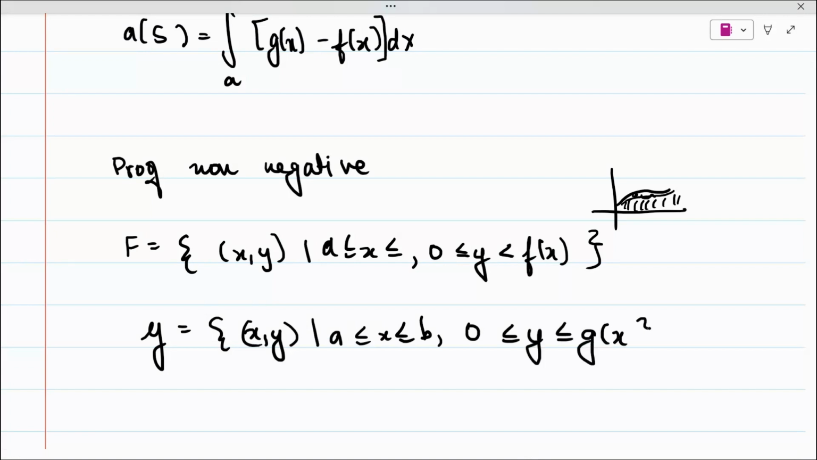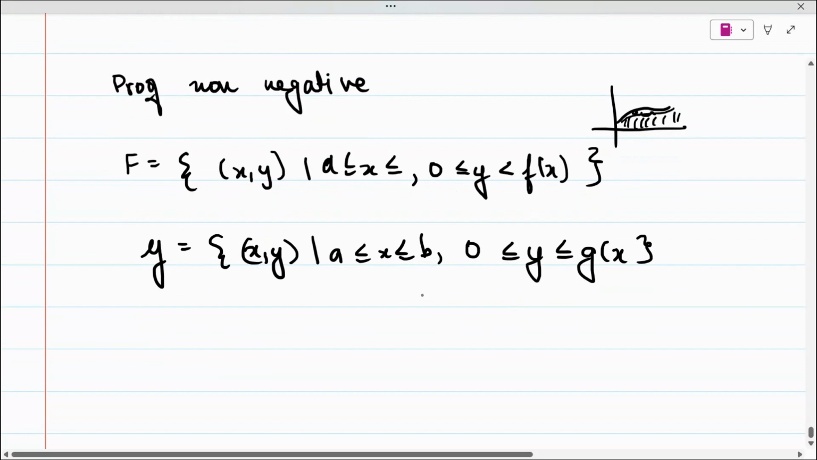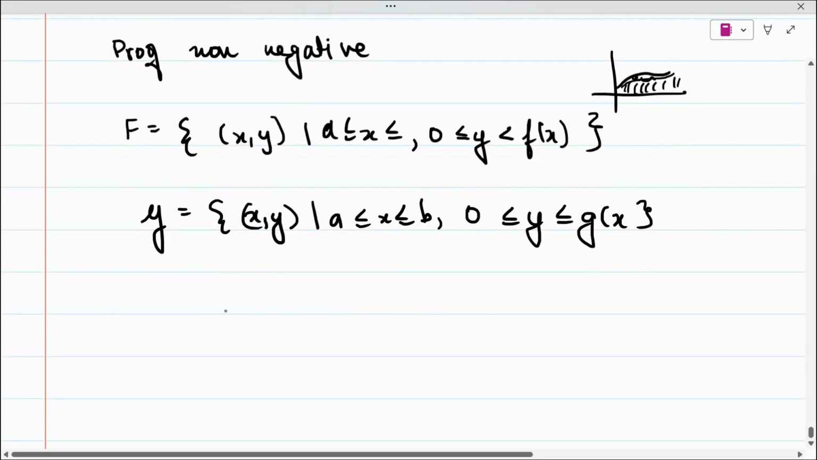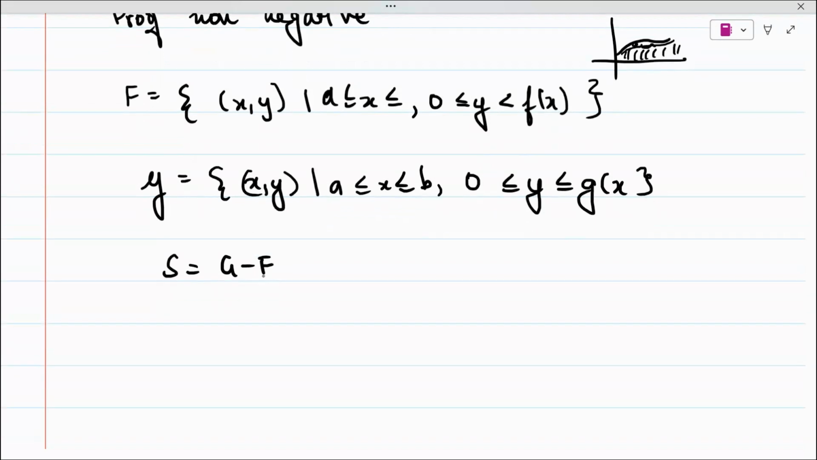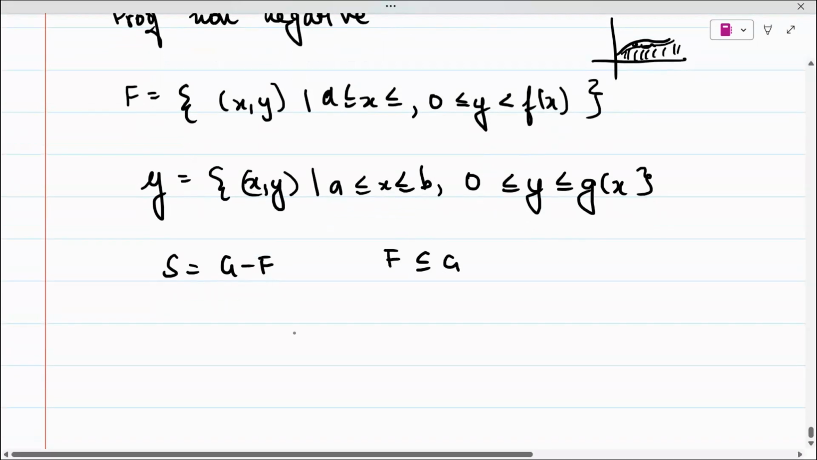Now we know that any function that is integrable has an ordinate set, and that ordinate set is measurable by that integral. So f and g are both measurable. Now, since f and g are measurable, S equals the ordinate set of g minus that of f, and S is also measurable as f is less than g.